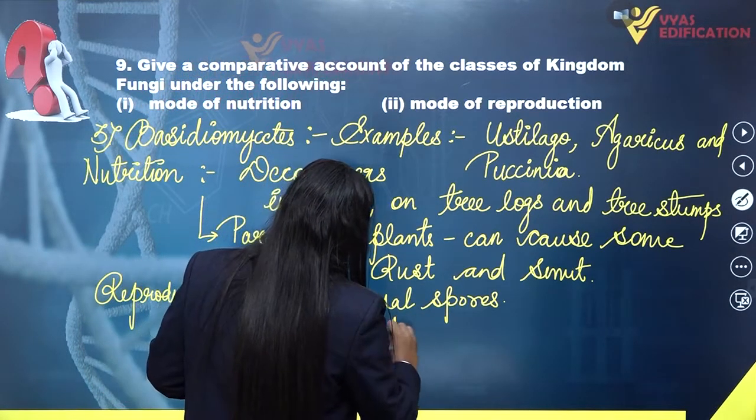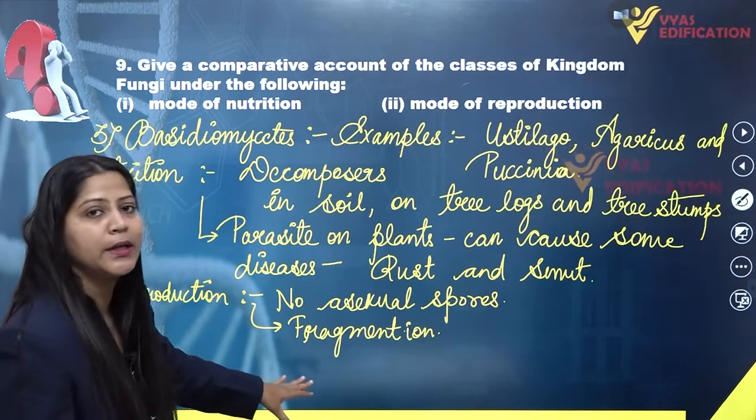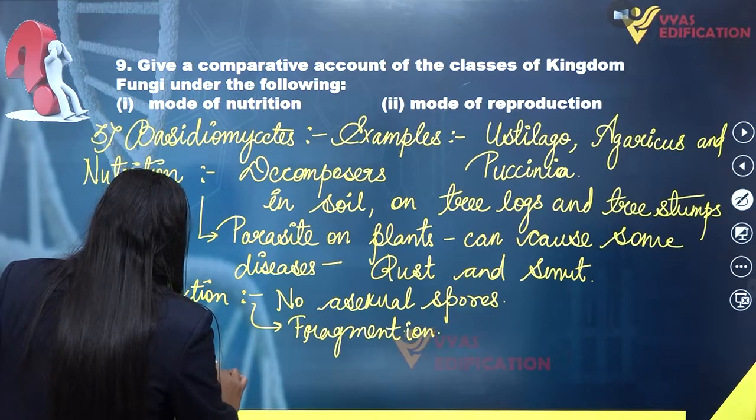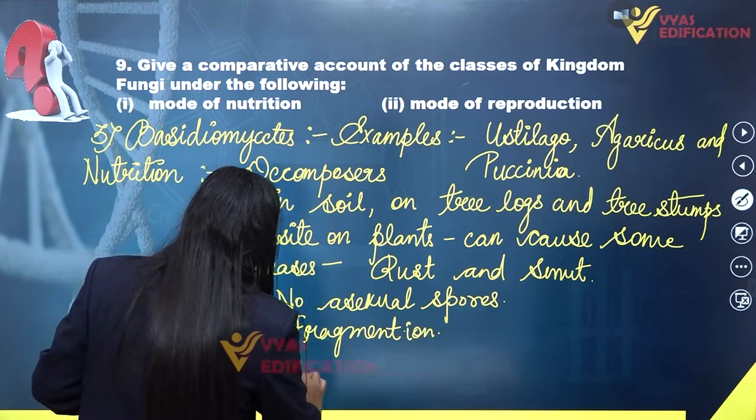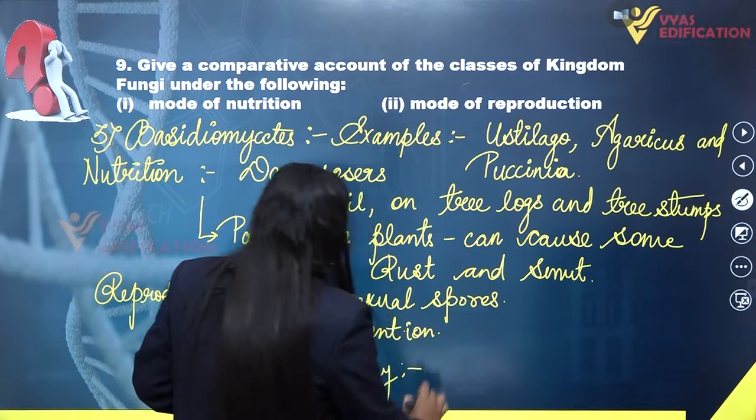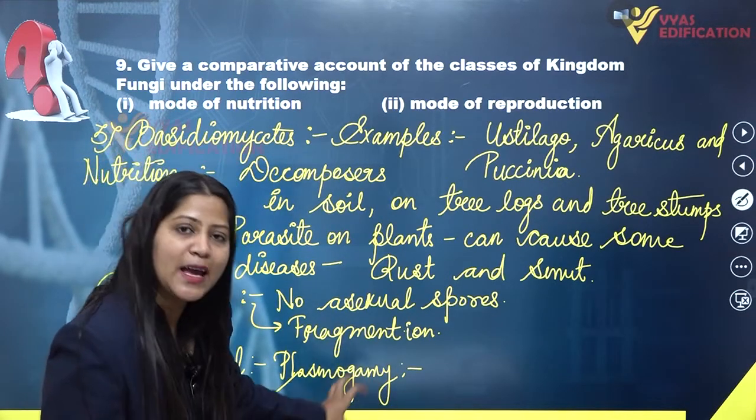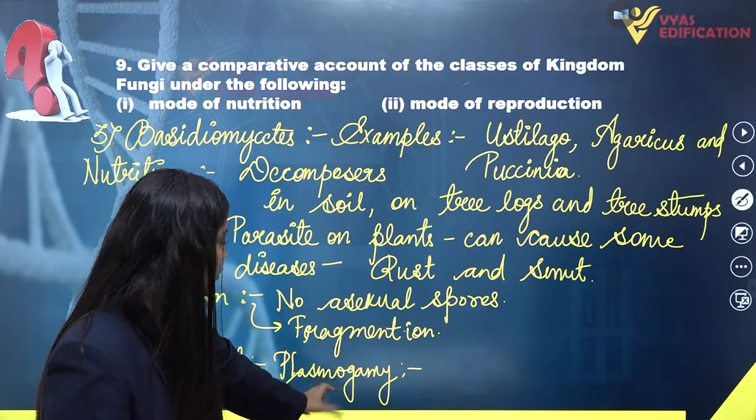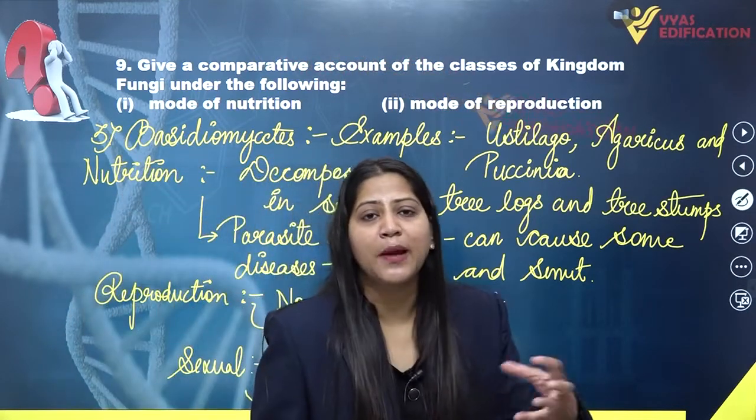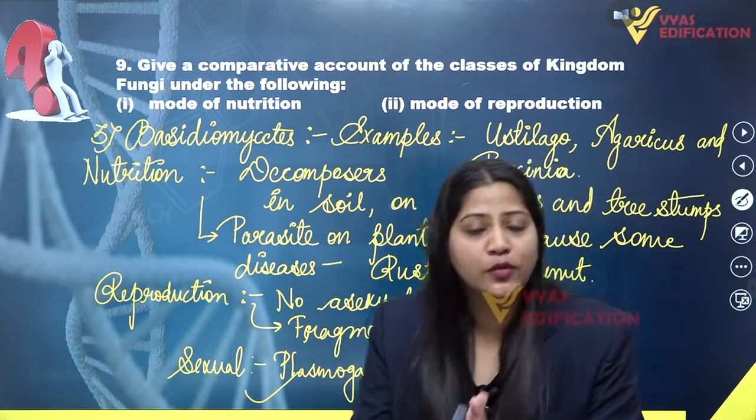That means the body can be divided into different fragments and each fragment can give rise to a new fungi. If we talk about the sexual means of reproduction, they can reproduce through plasmogamy because they do not have sexual organs. Plasmogamy is a type of sexual reproduction. What happens in plasmogamy? The two different strains of hyphae fuse with each other.